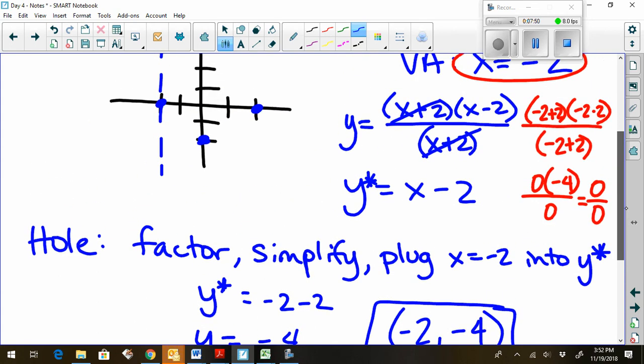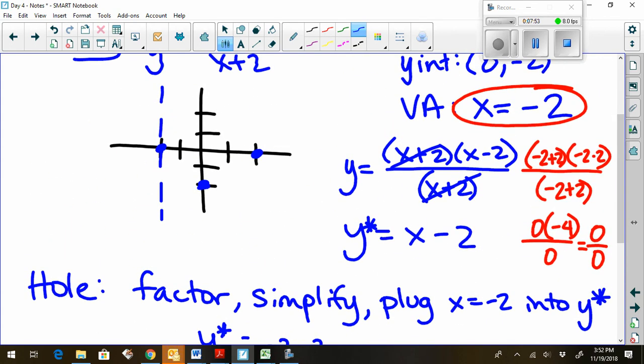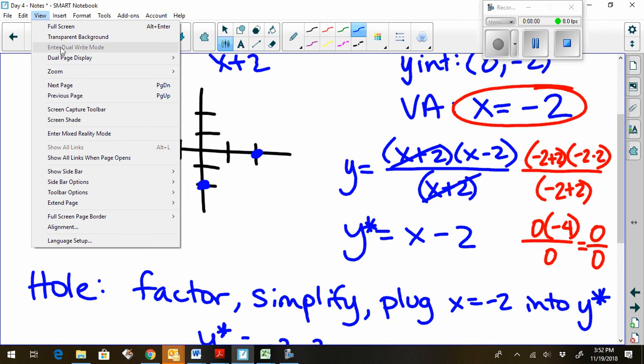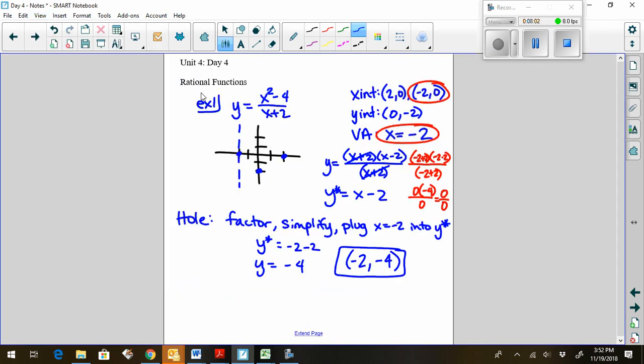So instead of having a vertical asymptote or an x-intercept, now I just have a hole there. So if we look at the whole page, we can get rid of the vertical asymptote. Sorry to those of you who may have written in pen. And we can draw that hole in. Maybe go down 2 more. So at -2, -4, I have a hole which will draw as an open circle.